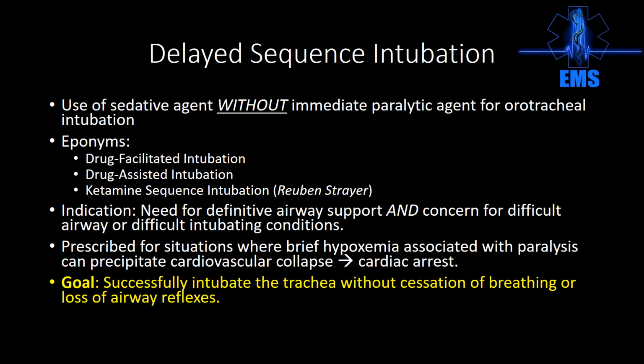Reuben Strayer is a guy in New York City at Maimonides Medical Center who calls it ketamine sequence intubation. He has a page devoted entirely to why ketamine is the end-all be-all in emergency medicine. I agree with a lot of what he says, but the whole point here is the indication: the patient needs a definitive airway, and there's concern for either a difficult airway or difficult intubating conditions. It's prescribed for patients where brief hypoxemia associated with paralysis can precipitate cardiovascular collapse and cardiac arrest.